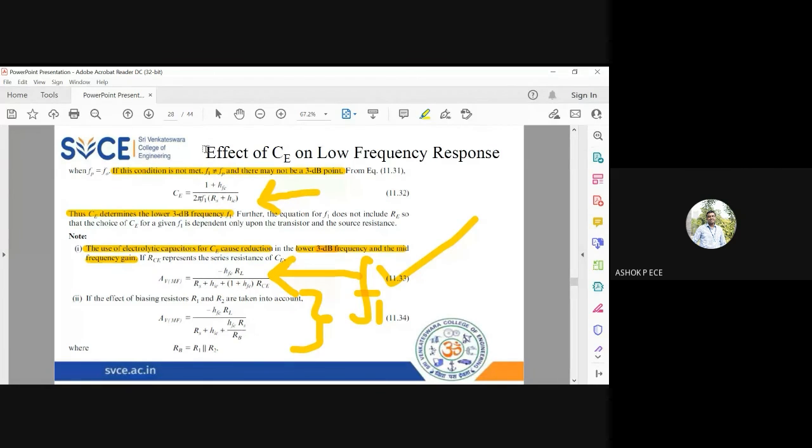Any queries in this portion? Effect of the common emitter coupling capacitor, the bypass capacitor, on the low frequency response?